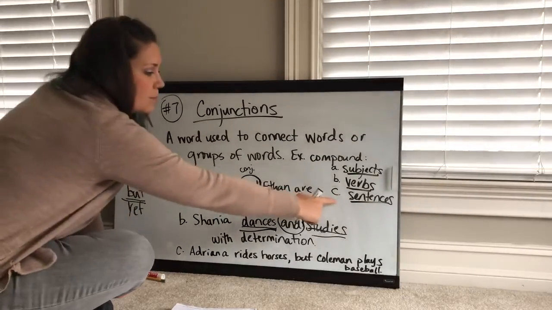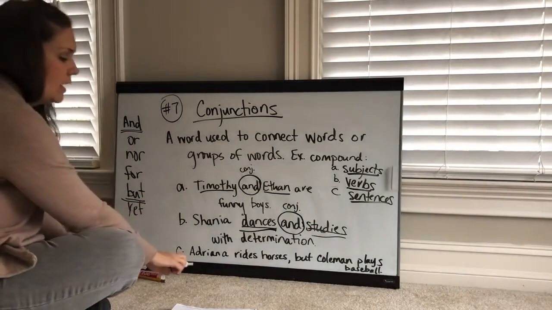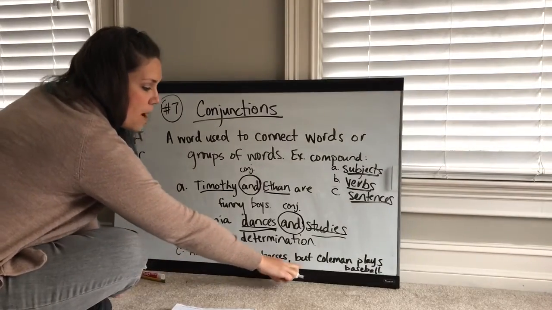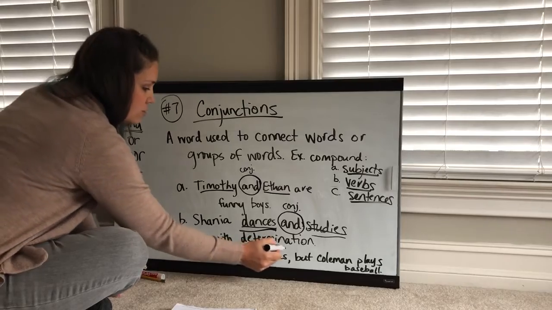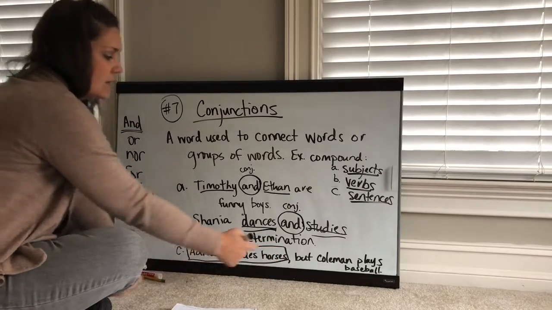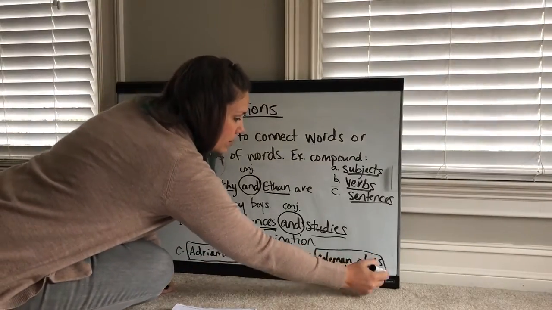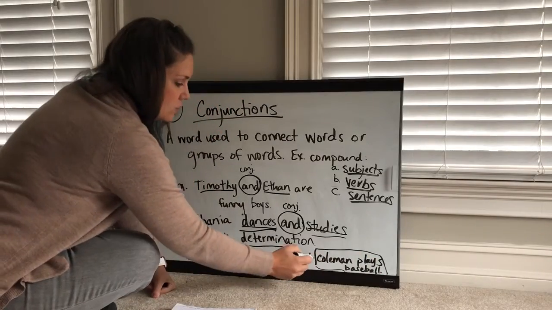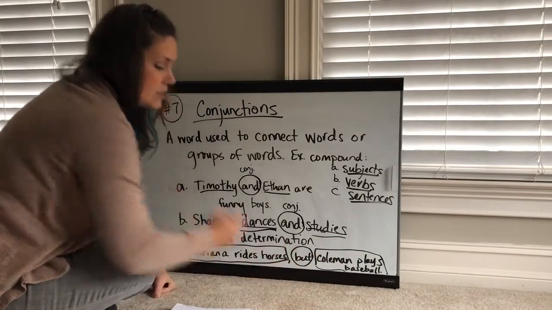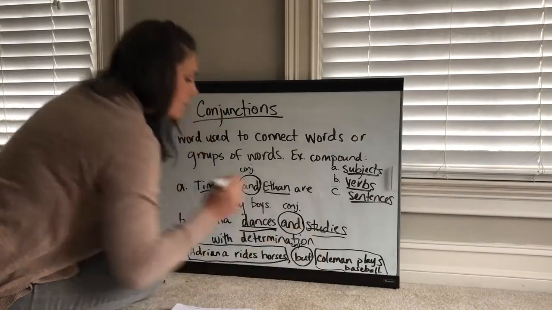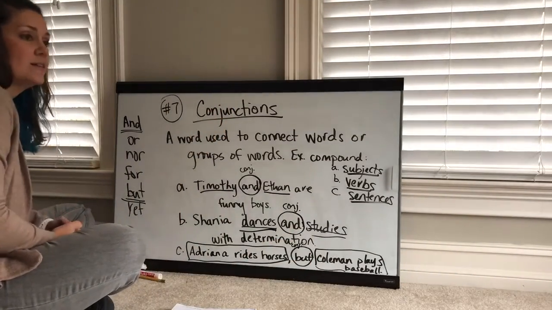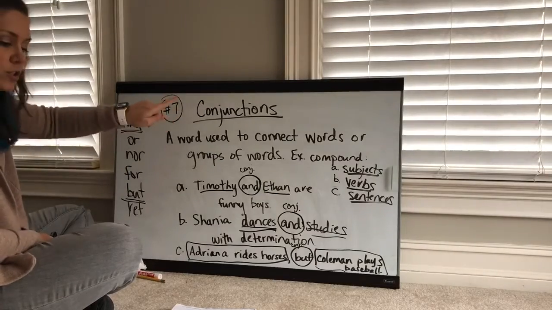And then my last example is compound sentences. Adriana rides horses, comma, but Coleman plays baseball. Here is sentence 1. Adriana rides horses. Sentence 2. Coleman plays baseball. I have joined these 2 separate sentences together with the conjunction but. And there you have it. These are examples of using conjunctions correctly.